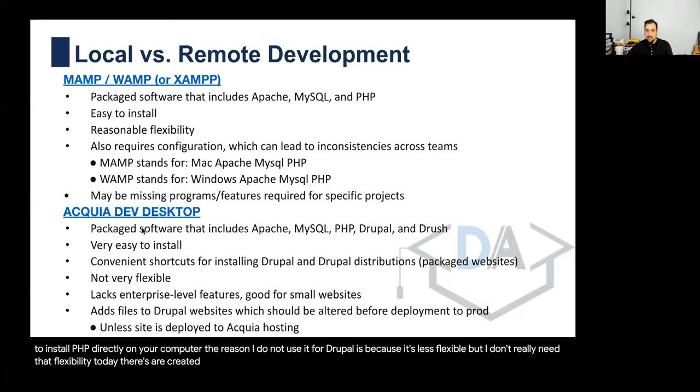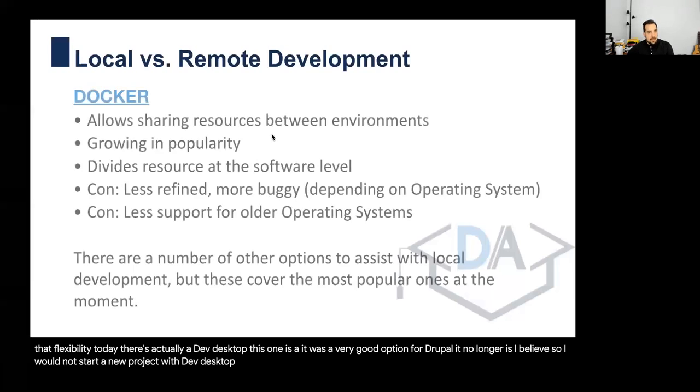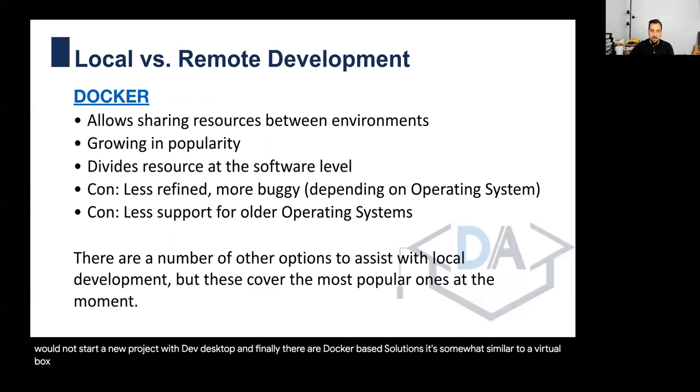There's Acquia Dev Desktop. It was a very good option for Drupal. It no longer is. I believe Acquia is moving away from it as well. So I would not start a new project with Dev Desktop. And finally, there are Docker-based solutions. It's somewhat similar to VirtualBox as far as we are concerned today. It works fairly well. It can be a little bit slow depending on which computer you are using.